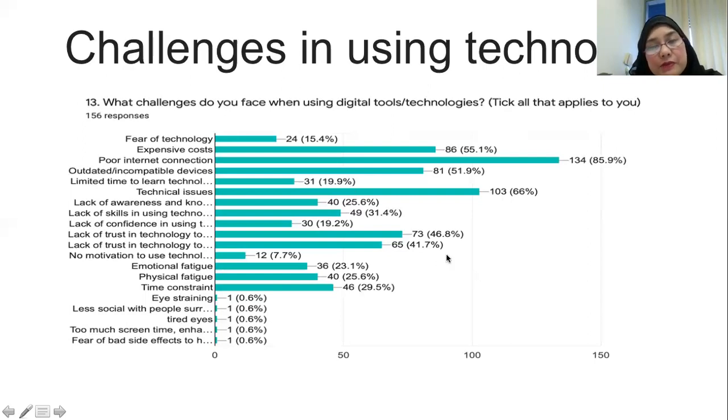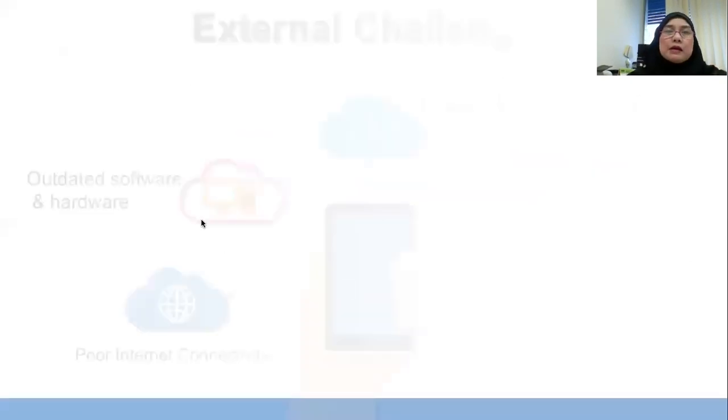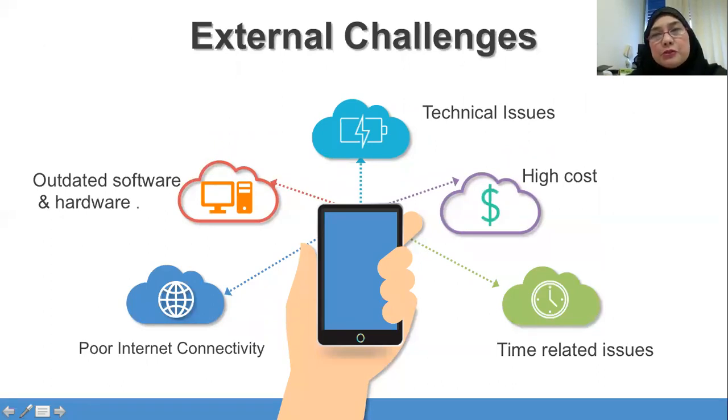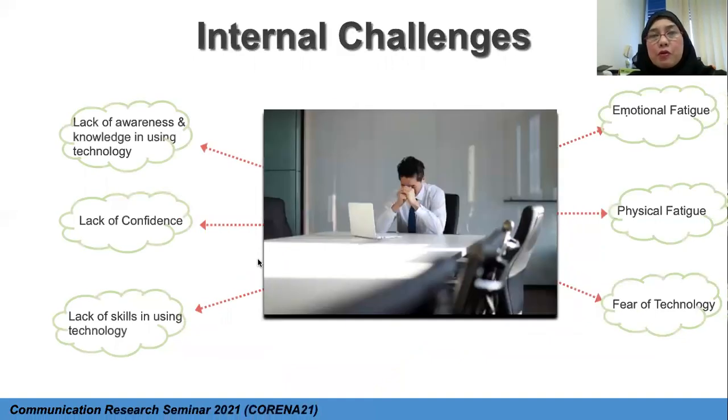So among all the factors seen here, about 85.9% felt the main challenge for them is being unable to get on the internet, so very poor connection. And next to that would be technical issues. These are the highest percentages of people who responded in terms of challenges. And of course, to summarize, technical issues, high costs, time-related issues, outdated software, hardware, and poor internet connectivity are the main external challenges faced by the respondents in my study. And in terms of internal challenges, there is lack of awareness and knowledge in using technology. There's lack of confidence. Of course, there's lack of skills using technology. They face emotional fatigue, physical fatigue, and fear of technology as well.